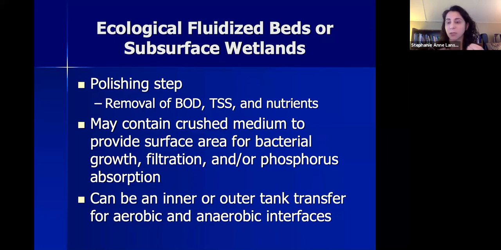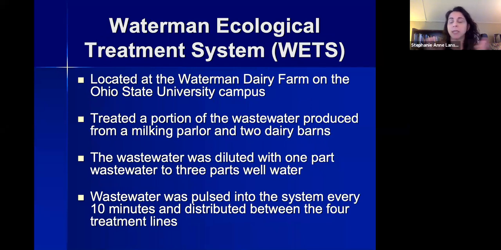And we also may use different types of media, so calcium or iron, to actually retain some of the phosphorus by absorption to that media that we have in there. Instead of it just being an anaerobic subsurface wetland, we may actually have an inner and outer tank, or we may have a vertical wetland where we have aerobic and anaerobic zones, so that we're again doing some of the following denitrification, nitrification that may need to happen. So I'm going to take you through an example.